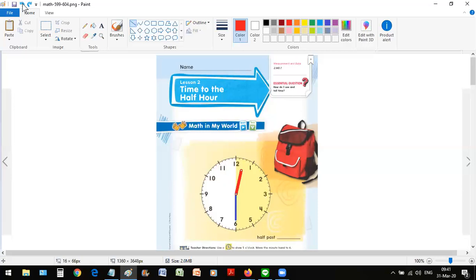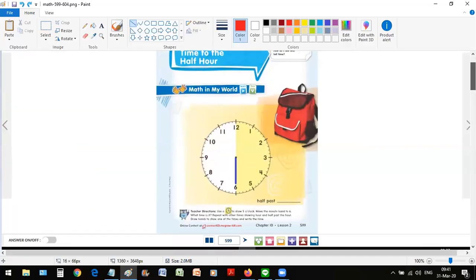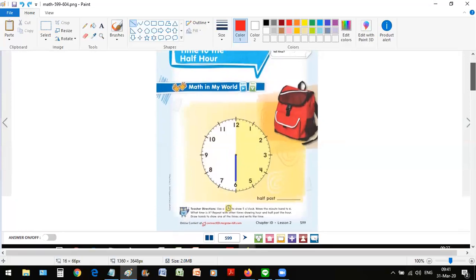Okay, so that's it for the explanation. And now let's see exactly what we need to do on this page. For this first page, let's read the instructions. It says, use a clock to show 5 o'clock. Okay, move the minute hand to 6. What time is it? Repeat with the other times showing hour. Okay, draw hands to show one at one of the times and write the time.